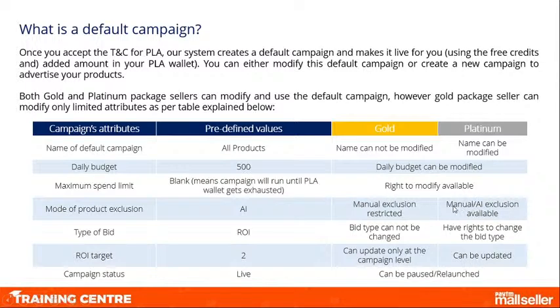However, Platinum members can exclude the products manually, but manual exclusion is restricted for the Gold members. Also, bid type cannot be changed by a Gold member. However, Platinum package sellers have the right to change the bid type. Also, a Gold member can update the ROI target only at the campaign level. A Platinum member can update the ROI target at all levels.